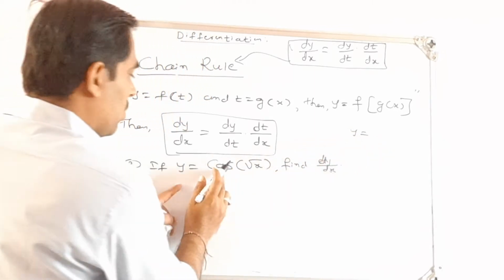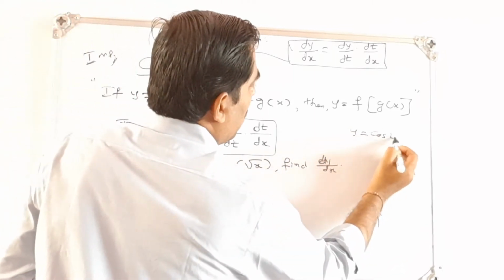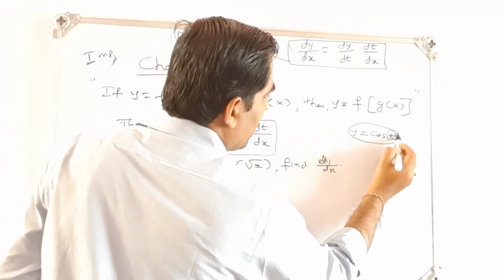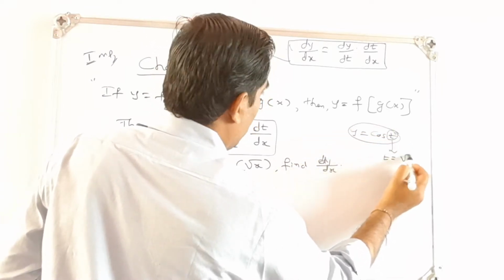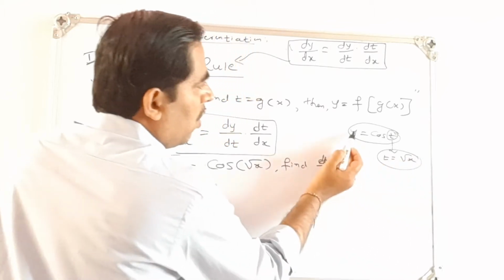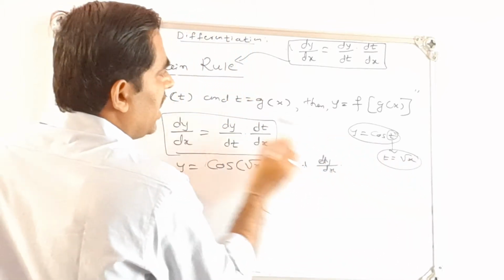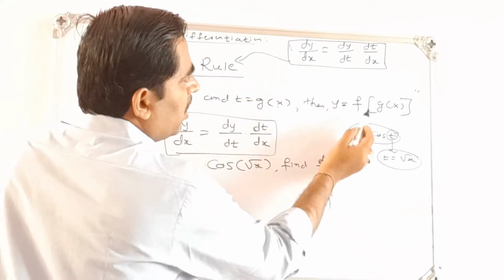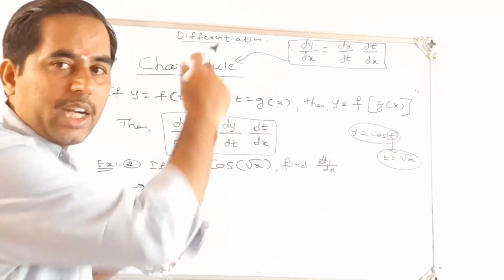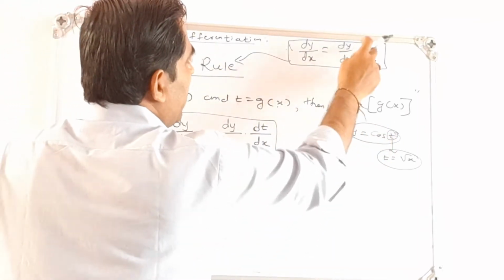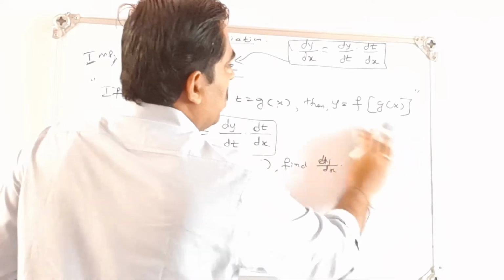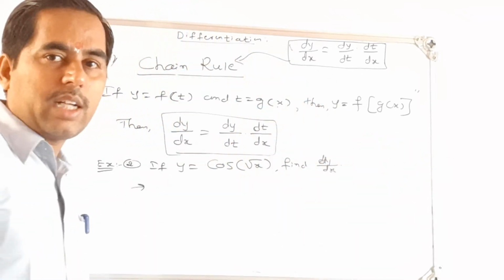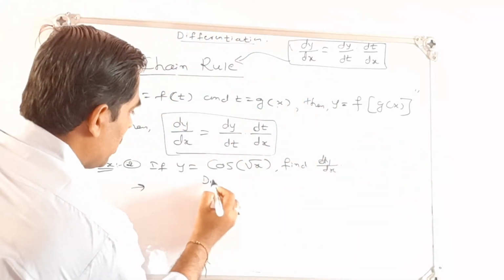See, y is equal to cos t, so y is a function of t, and this t is equal to root x. t is a function of x. y is a function of t, and t is a function of x. Therefore, it is a composite function. We have to use the chain rule. So dy by dx is equal to dy by dt into dt by dx. Substitute that and get the derivative. Otherwise, you differentiate this directly here.